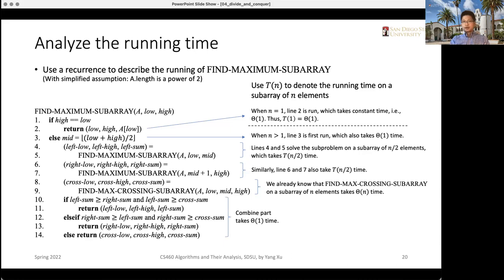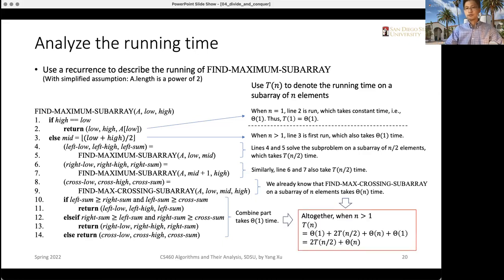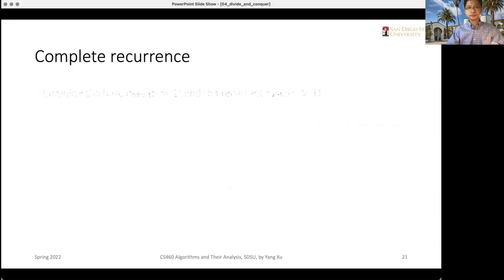And for the combining part, it's just if else, so these are constant time operations. In total, the combining step takes big theta of 1. Taking all these parts together, the total running time is a constant plus 2 times T of n over 2 plus theta of n. All this simplifies to T of n equals 2 times T of n over 2 plus theta of n. So this is the recurrence equation that we have for the maximum subarray problem.